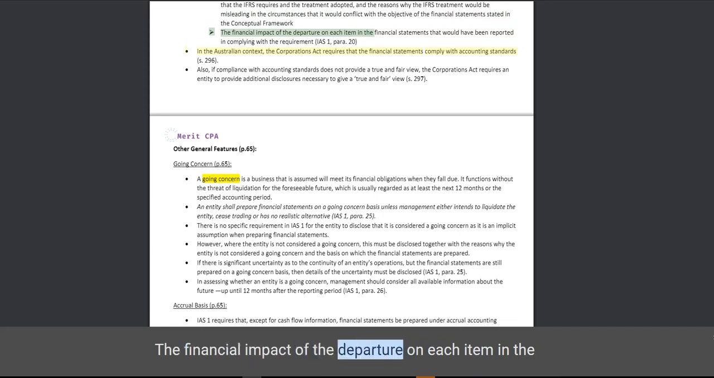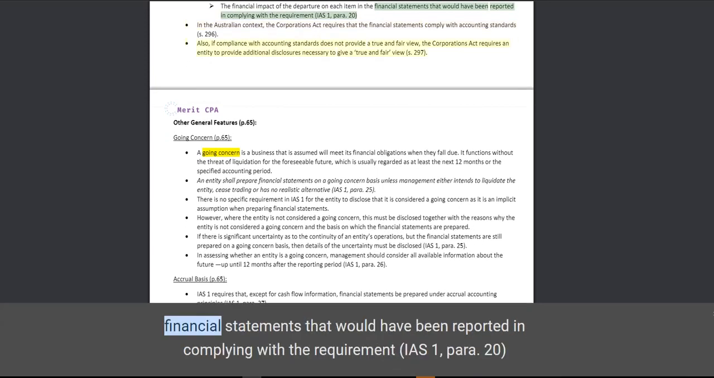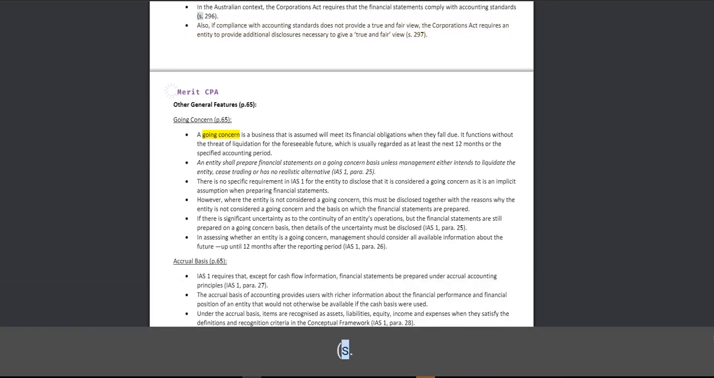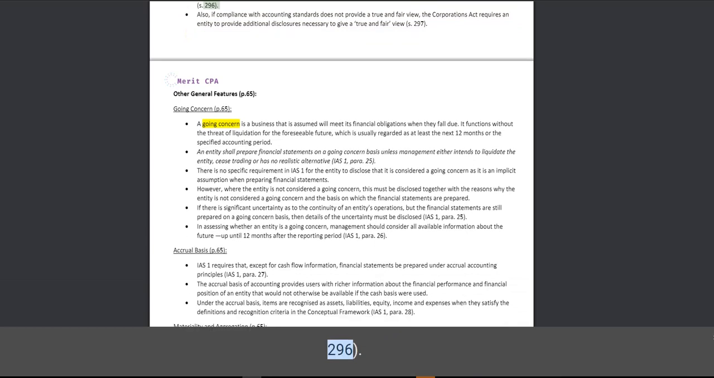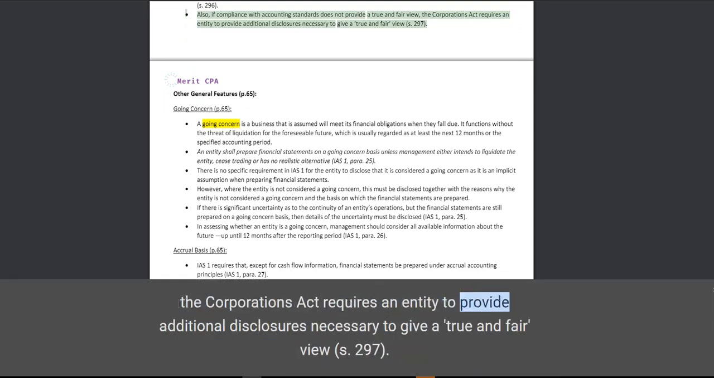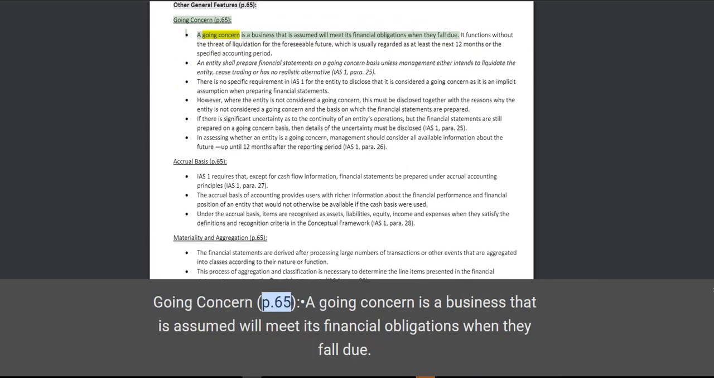The financial impact of the departure on each item in the financial statements that would have been reported in complying with the requirement. IAS 1, para. 20. In the Australian context, the Corporations Act requires that the financial statements comply with accounting standards. S. 296. Also, if compliance with accounting standards does not provide a true and fair view, the Corporations Act requires an entity to provide additional disclosures necessary to give a true and fair view. S. 297.